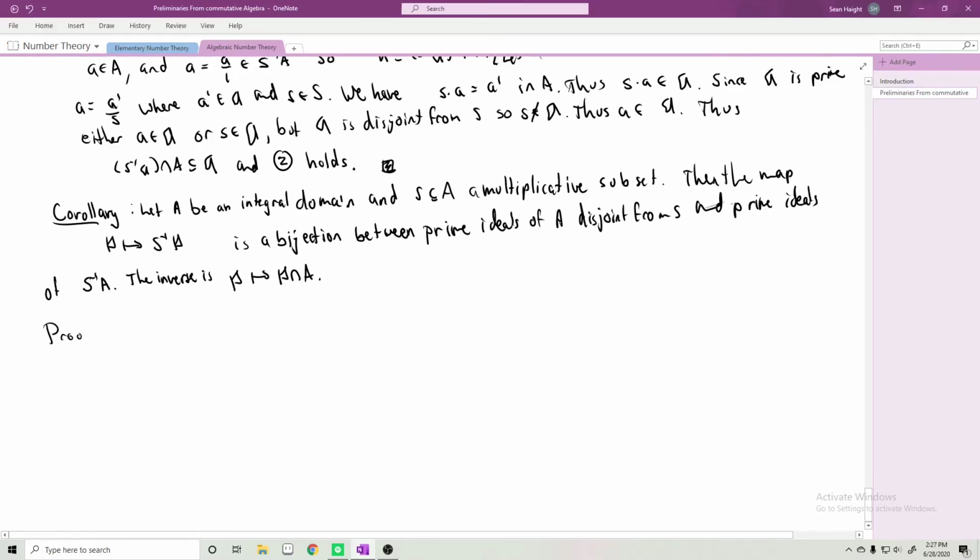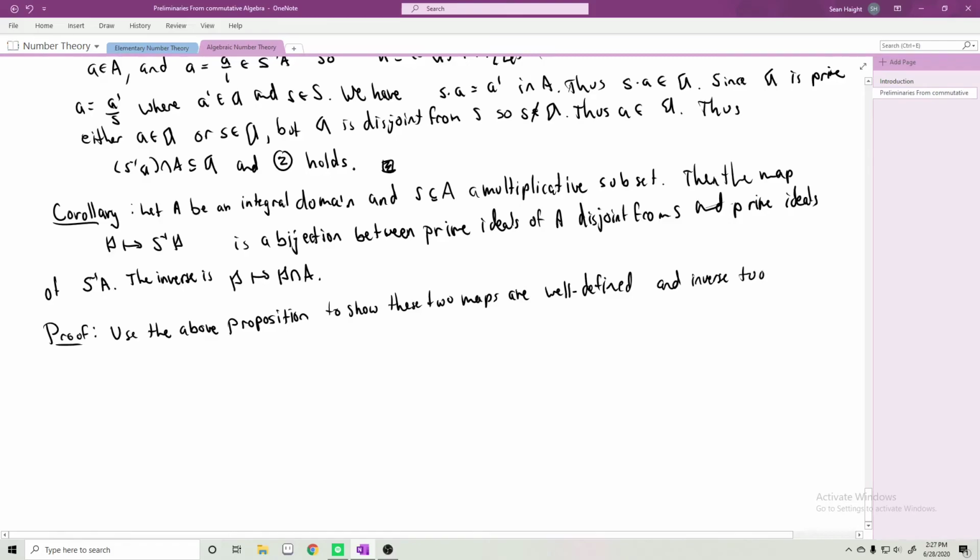Proof. So maybe there's another exercise. Use the above proposition carefully to show these two maps are well defined, and actually inverse to one another as claimed. Okay.